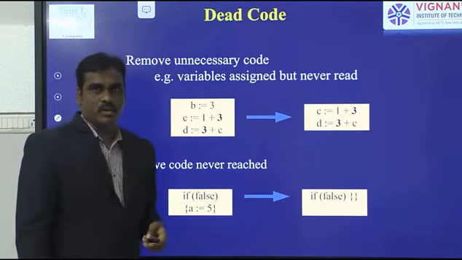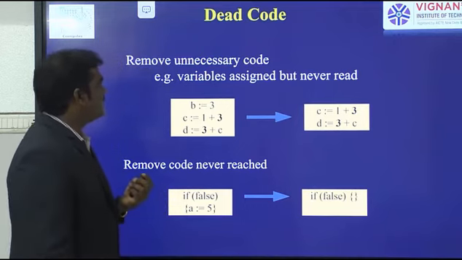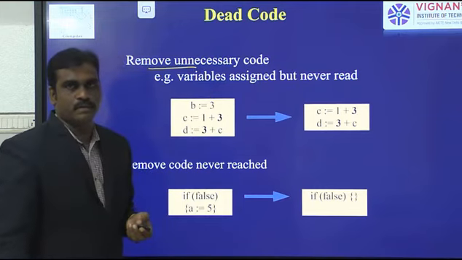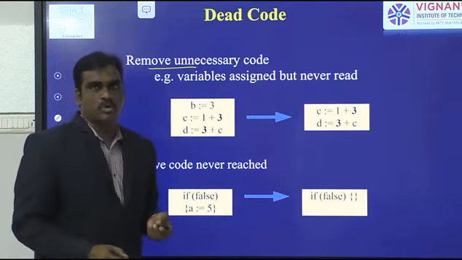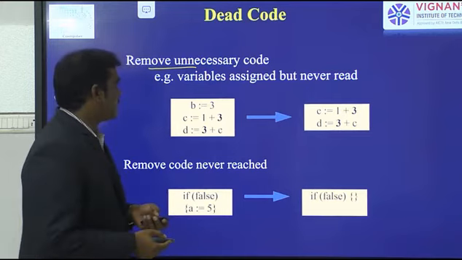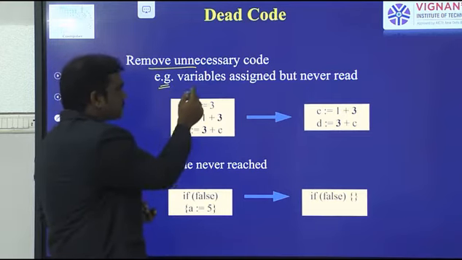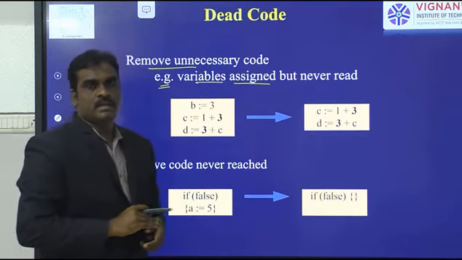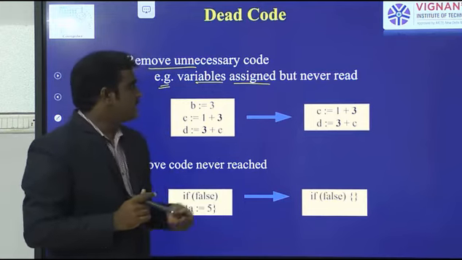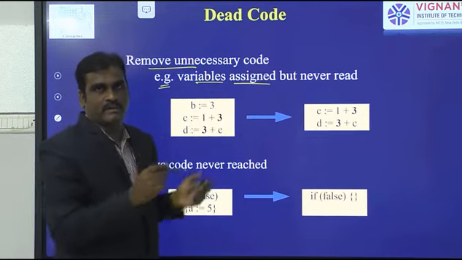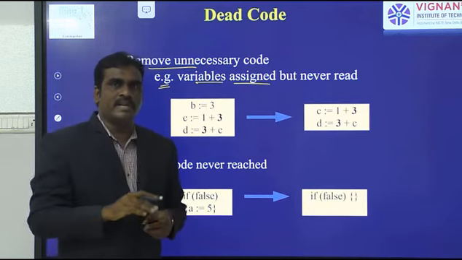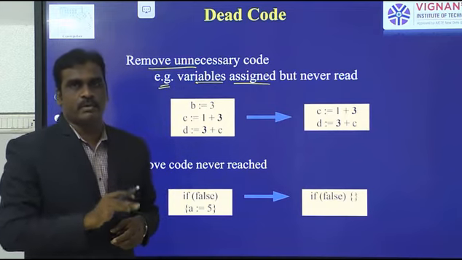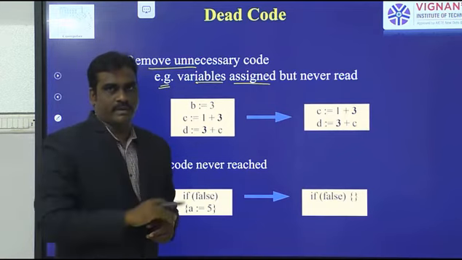And the next one is dead code. Dead code means removing unnecessary code or variables. For example, variables assigned but never read. In some programs, we assign some value to a particular variable, but we never use that variable. At that time, we can simply remove that variable. That variable we can call a dead code variable.